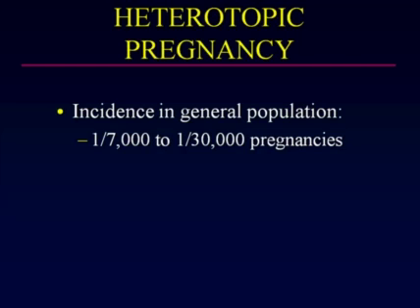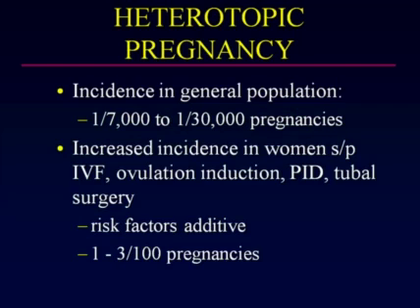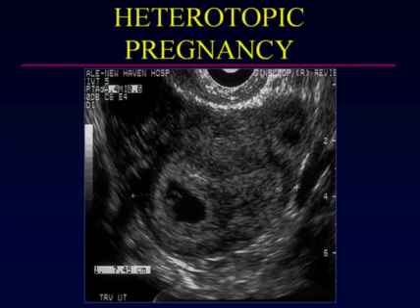As I said at the outset of this lecture, this incidence is extremely low in the general population, estimated to range from 1 in 7,000 to 1 in 30,000 pregnancies. But the incidence is substantially increased in women with multiple risk factors for ectopic pregnancies. So women who've undergone in vitro fertilization, ovulation induction, PID, and tubal surgery. And these risk factors are additive. So in a woman with multiple risk factors, her risk for having an intrauterine and extrauterine pregnancy may be quite high as 1 in 3 per 100 pregnancies.